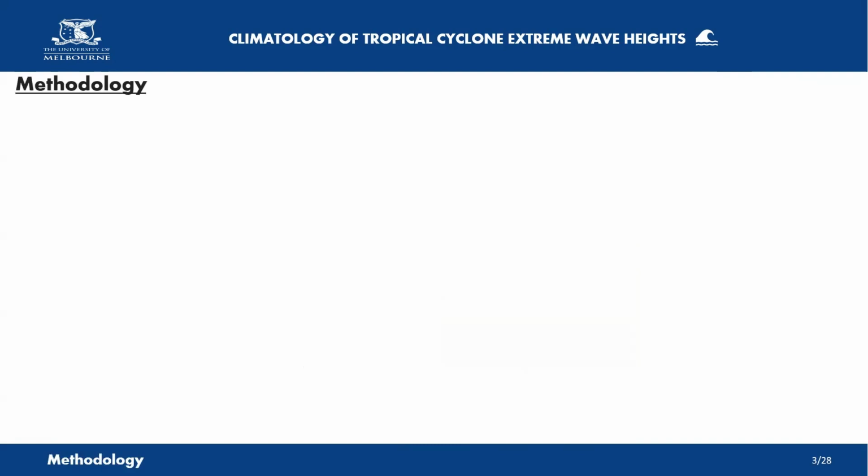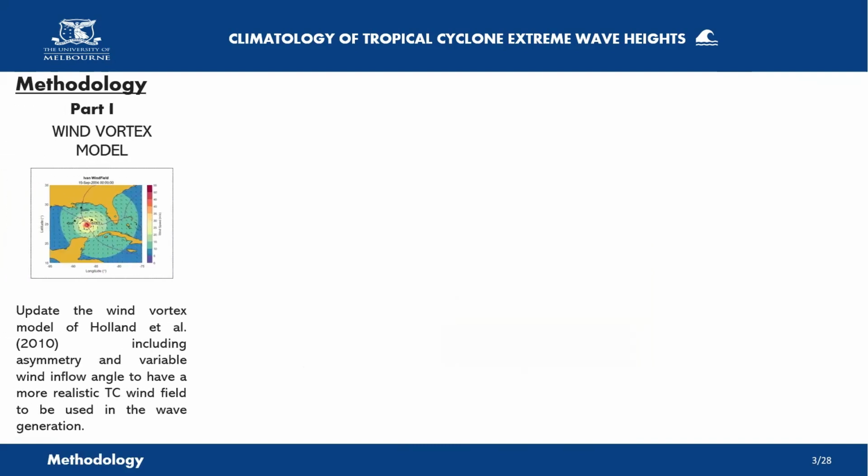The methodology of this study has four major parts. The first one is to update the wind vortex model of Holland et al., including asymmetry and a variable wind and flow angle to have a more realistic tropical cyclone wind field to be used in the wave generation.